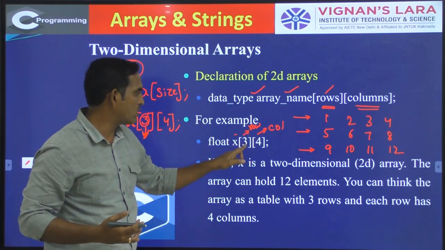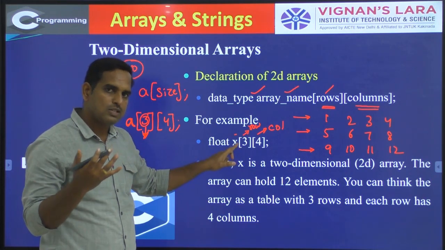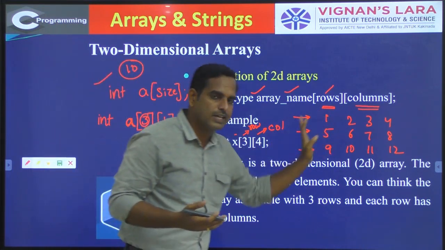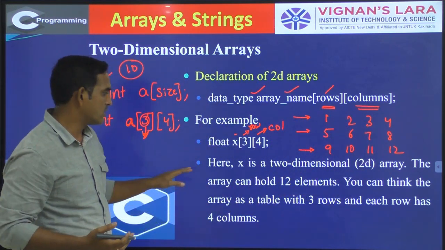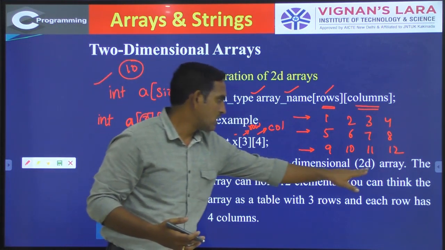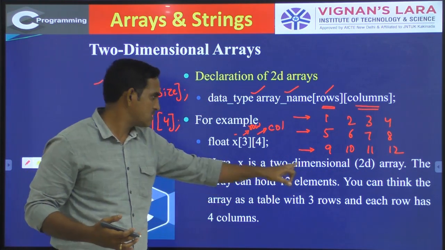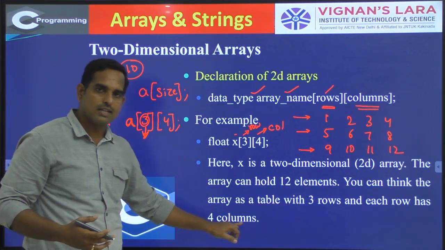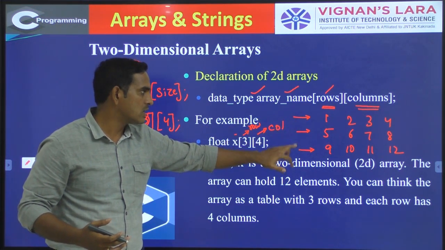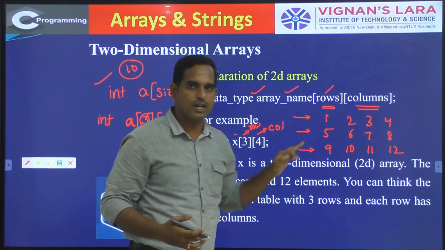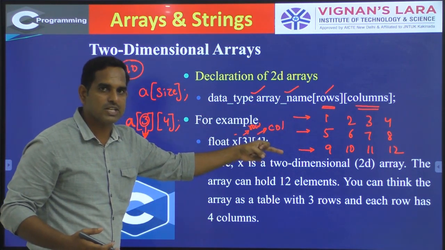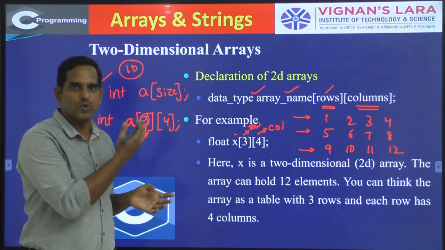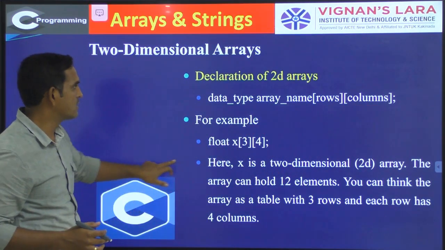So when I say 3 by 4, I am going to say my particular two-dimensional array is going to contain 3 rows and 4 columns. So completely 12 elements it is going to contain. Here x is a two-dimensional array and the array can hold 12 elements. You can think of an array as a table with 3 rows and each row has 4 columns. We can think of it as 3 one-dimensional arrays and each one-dimensional array has 4 elements. This is how you have to view your two-dimensional arrays.